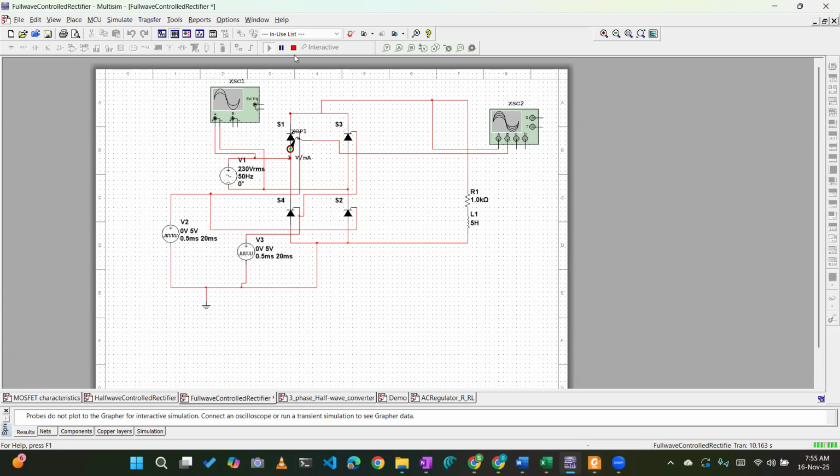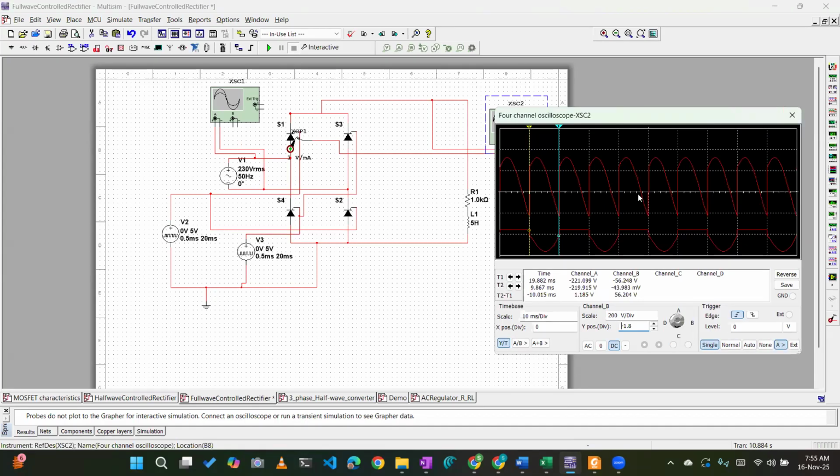Another thing that we are observing is the output average voltage. You know by equation, for suppose an RL load, if your output waveform is like this, the average voltage equation is 2 Vm by pi cos alpha. So by that equation, putting alpha of 45 degree, cos 45 degree, and Vm based on 230 into root 2, you will get the average voltage from this waveform.